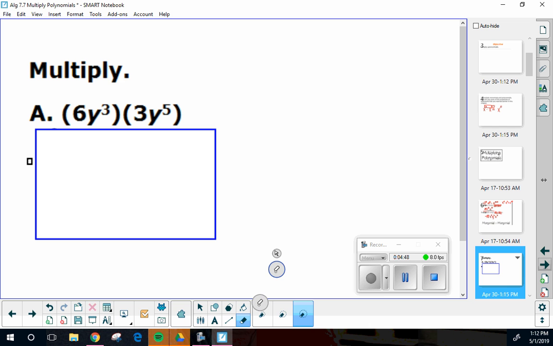Guys, we're bell to bell today, so the quicker you can get your stuff out, the better. If you've already got your whiteboard, this is the problem I want you working on. 6y cubed times 3y to the 5th.